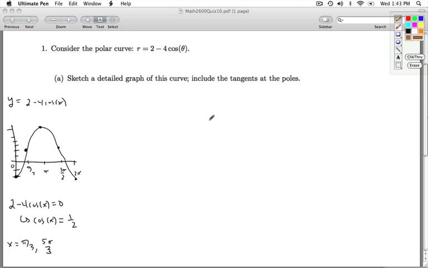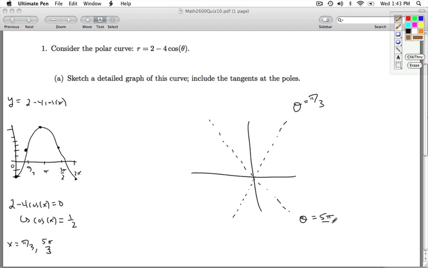So then when I go to graph my polar graph, the first thing I do is dot in these tangents at the poles. So I'm going to dot in the pi over 3 line. So that's supposed to be theta is pi over 3. And then the 5 pi over 3 line. Theta is 5 pi over 3.